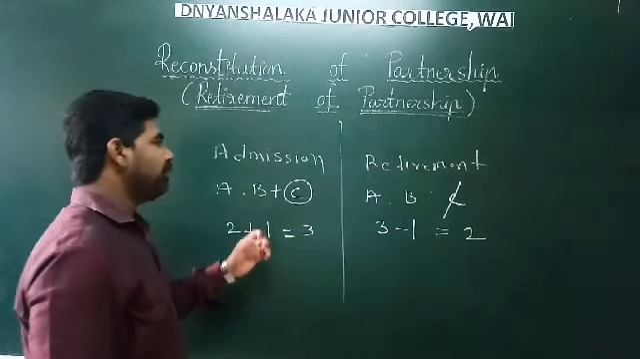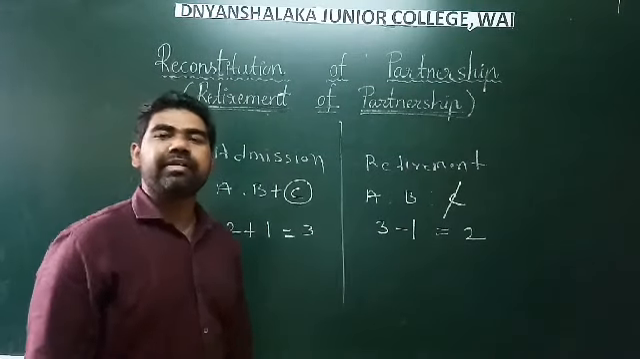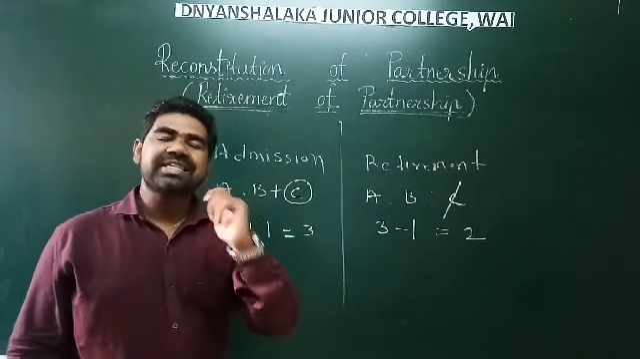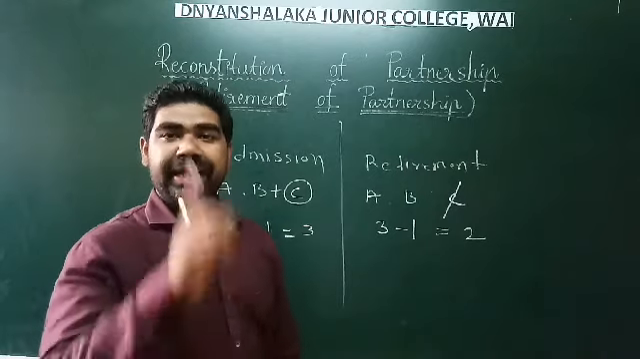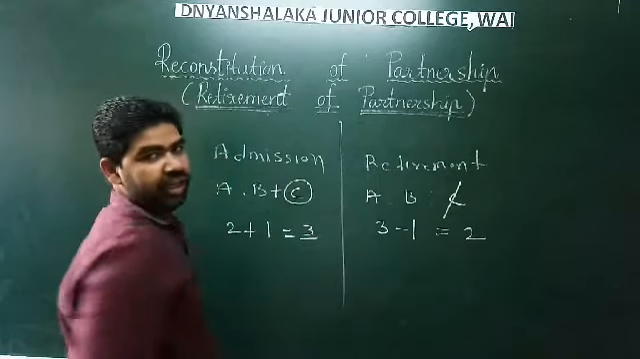What happens in the case of admission? Previously 2 partners are there who run the business activity. 2 partners were running the business, and now what happened? We added an extra partner to the partnership firm, so the total number of partners becomes 3.